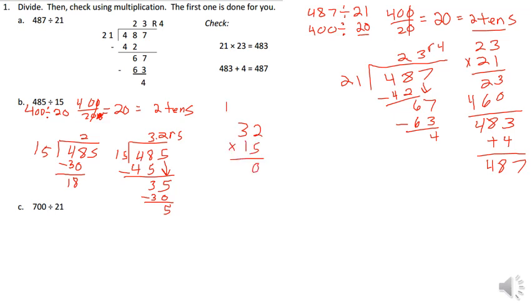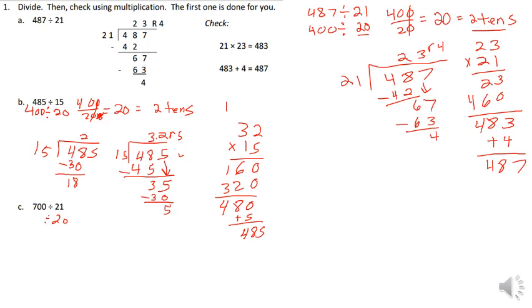To check it, we have 32 times 15. 5 times 2 is 10. 3 times 5 is 15, plus 1 is 16. Have 0. 1 times 2 is 2. 1 times 3 is 3. And we have 480. But we have a remainder of 5. When we add that in, we get 485, which is exactly what we started with.